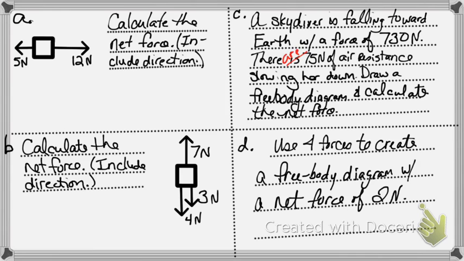Finally, D. Use 4 forces to create a free body diagram with a net force of 2 newtons. All you can do in that one, guys, is you're just going to draw what the free body diagram would look like and give me the values of the forces so that the net force equals 2 newtons. And that's it.